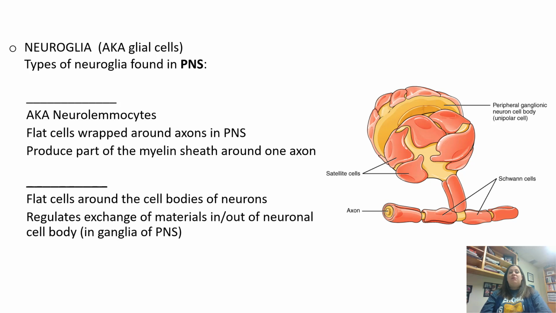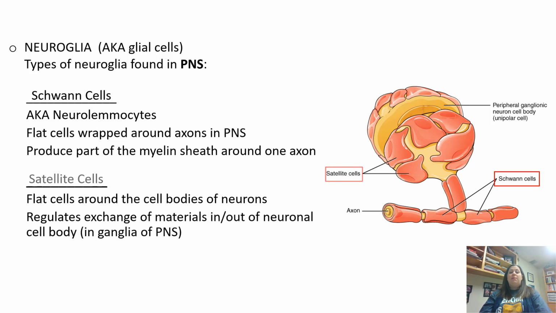Now, there are two types of neuroglial cells that are going to be special in the peripheral nervous system. Okay, in the peripheral nervous system, we see that there are the Schwann cells. The Schwann cells, guys, are going to act very similar to the oligodendrocytes. These are also known as neural lymphocytes. These are going to be flat cells that wrap around the axon of the peripheral nervous system, and they're going to produce that myelin sheath similar to what the oligodendrocytes do in the central nervous system.